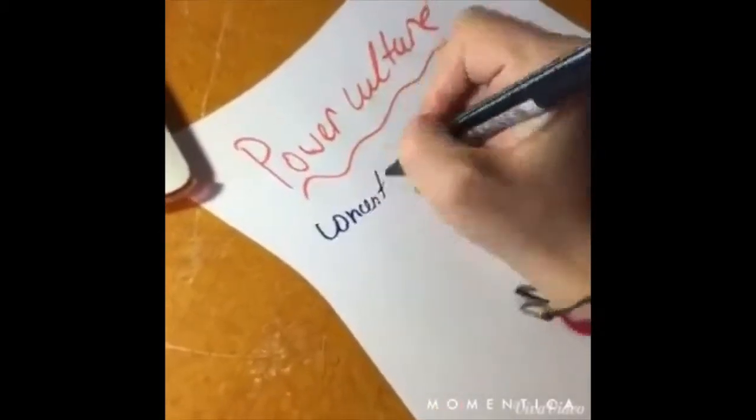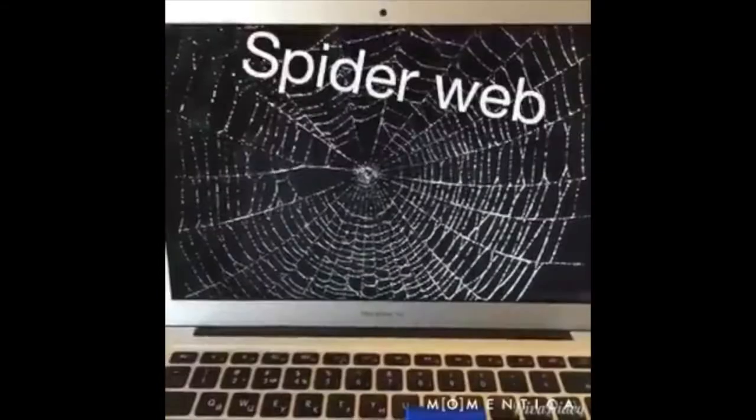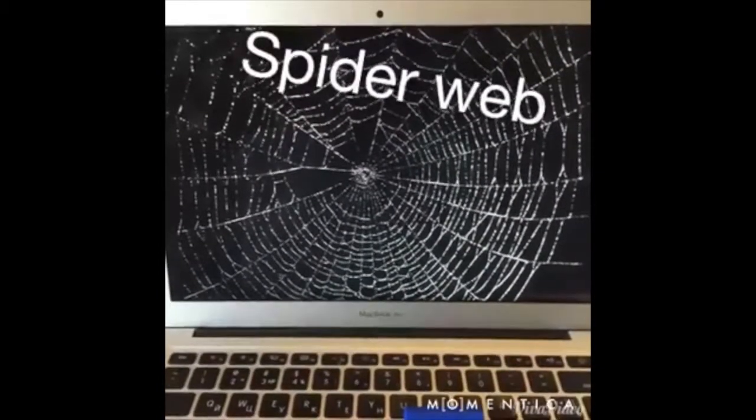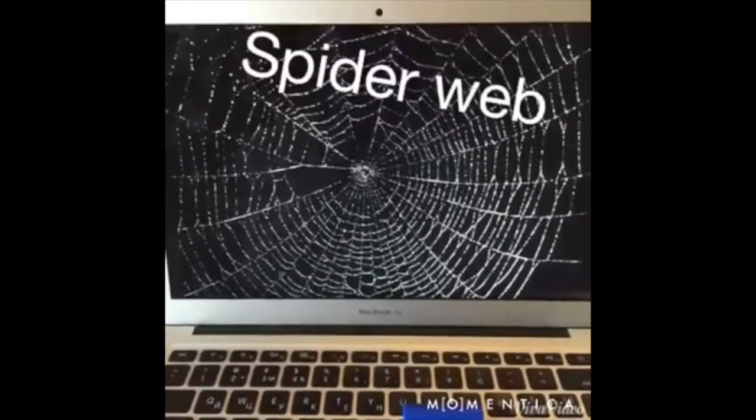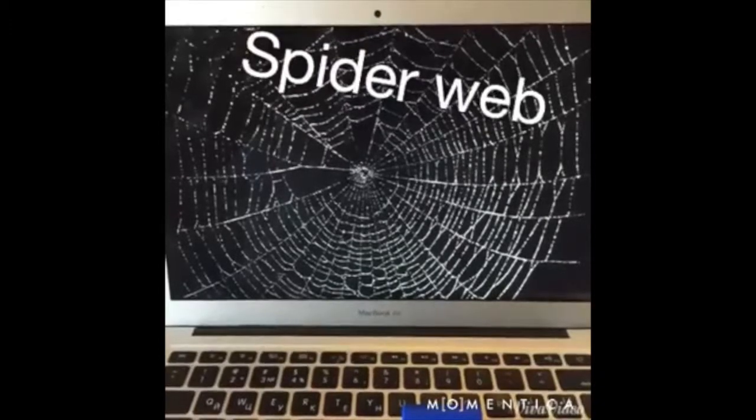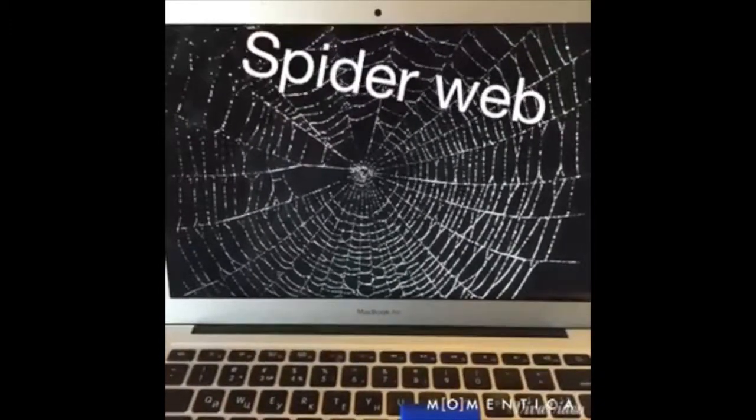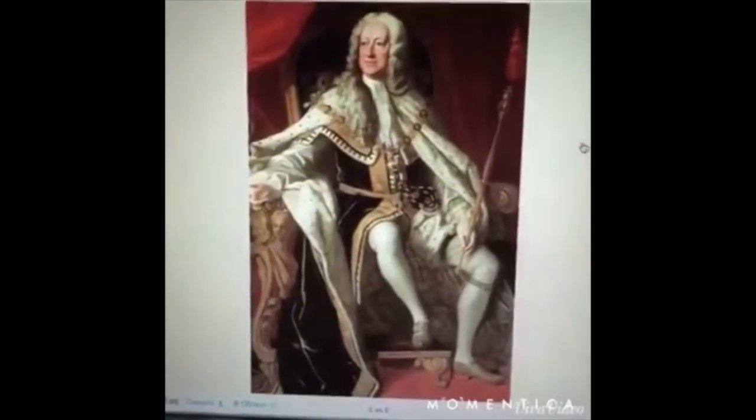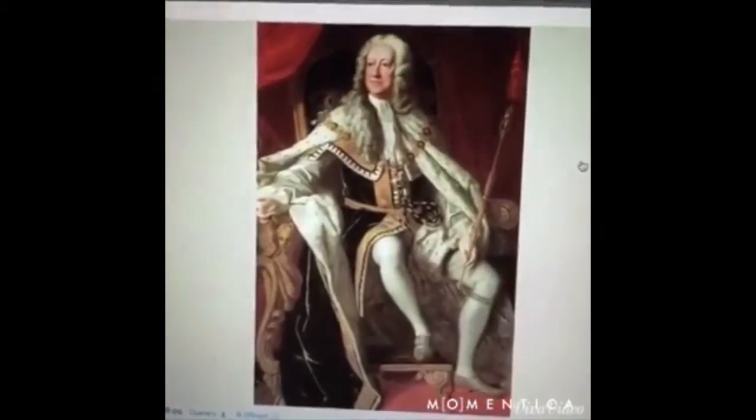Power culture. It's concentrating power among a few people. Power is concentrated at the center of the organization. Decisions can be made swiftly as so few people are involved in making them. Handy uses the analogy of a spider's web. The spider at the center of the web has all the power and the web has little purpose without the spider. This is the example of power culture. This is the king, because he was the only one who could make decisions.